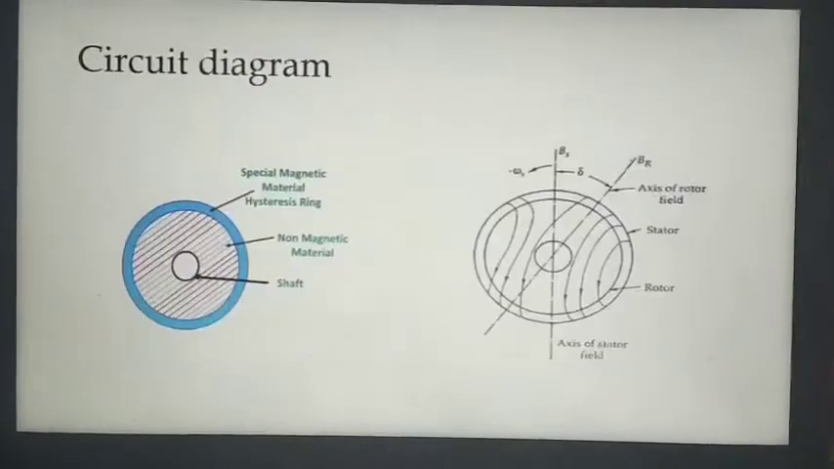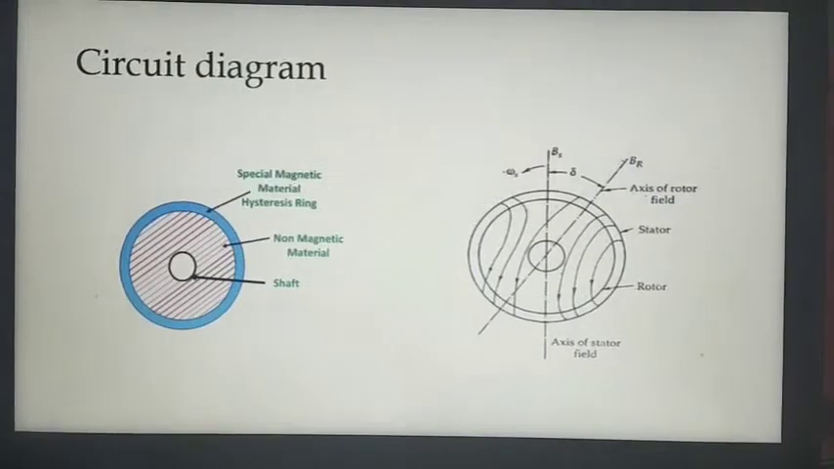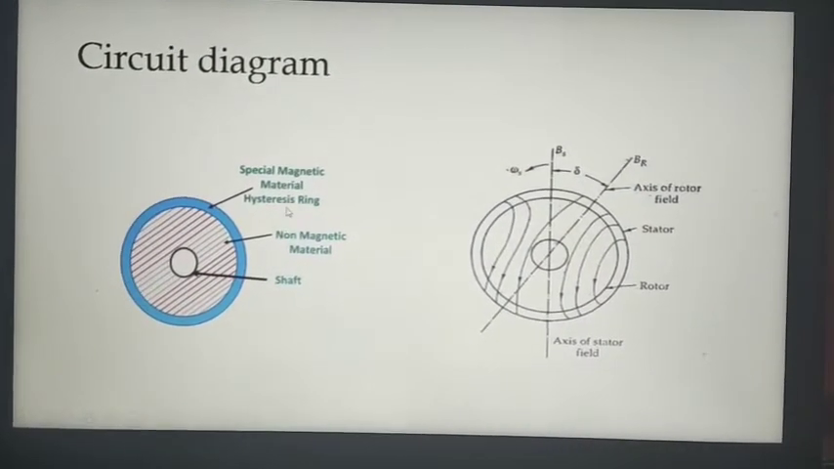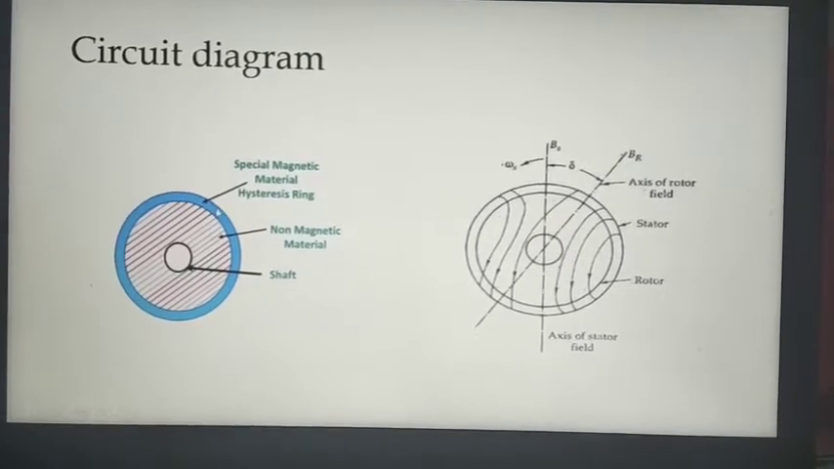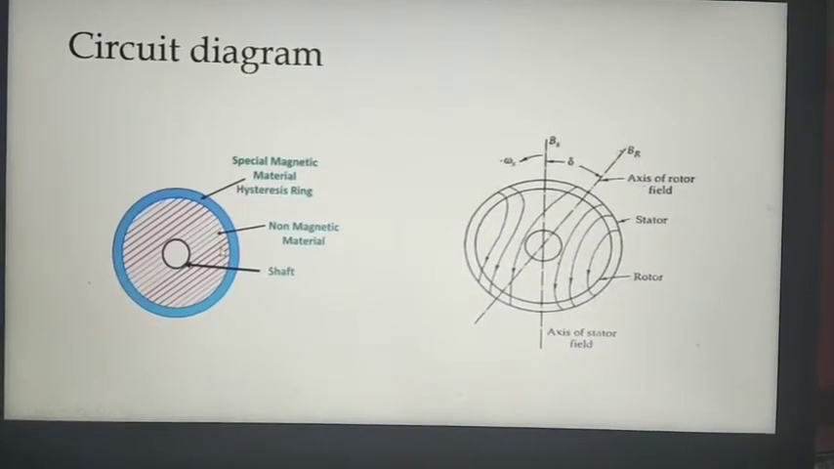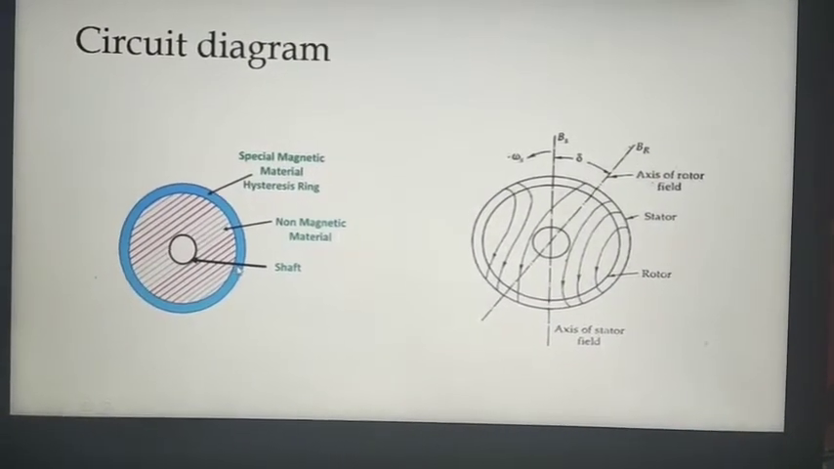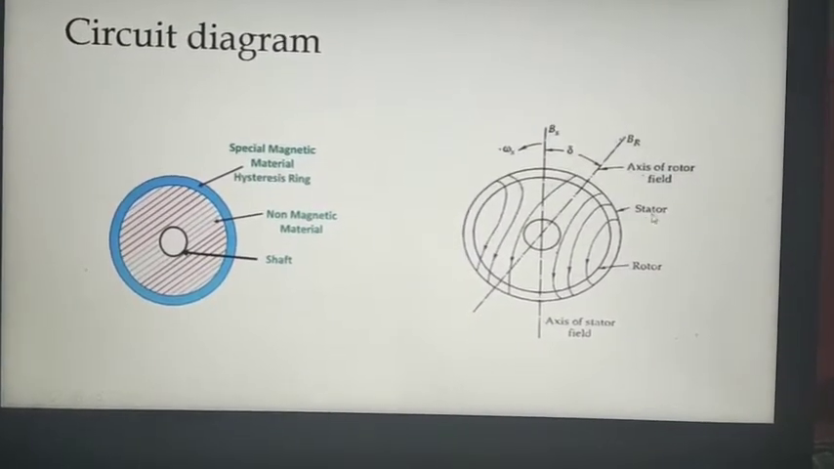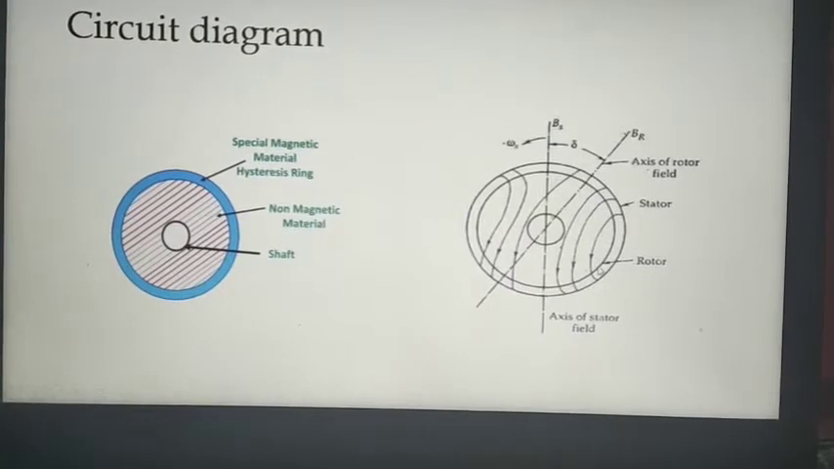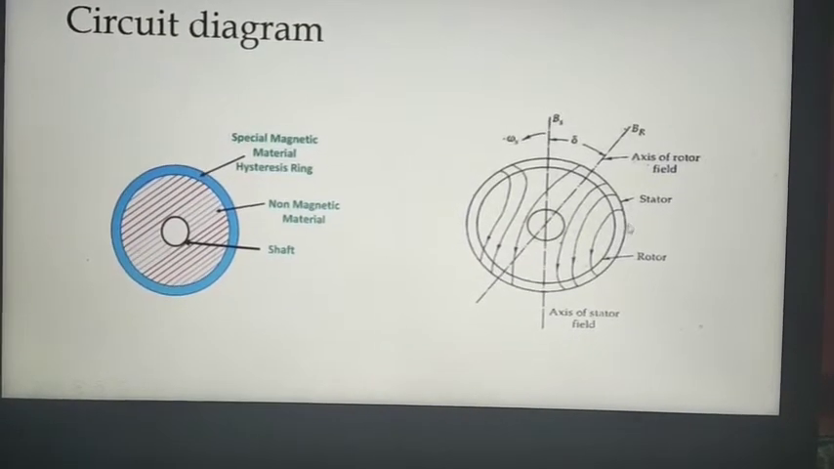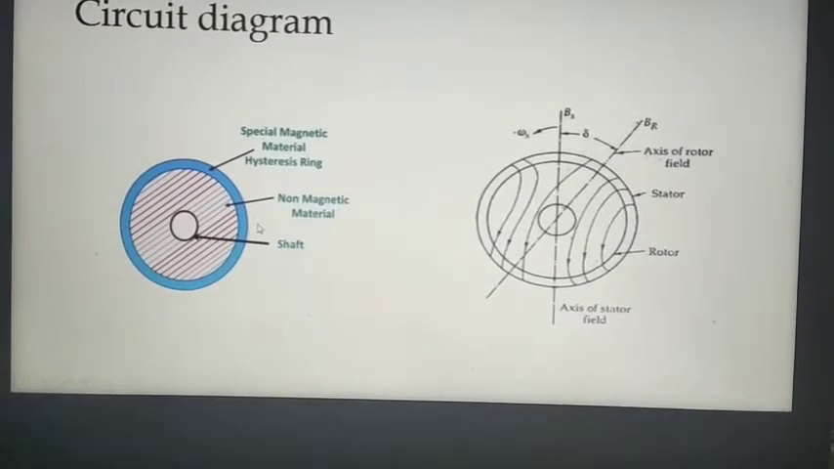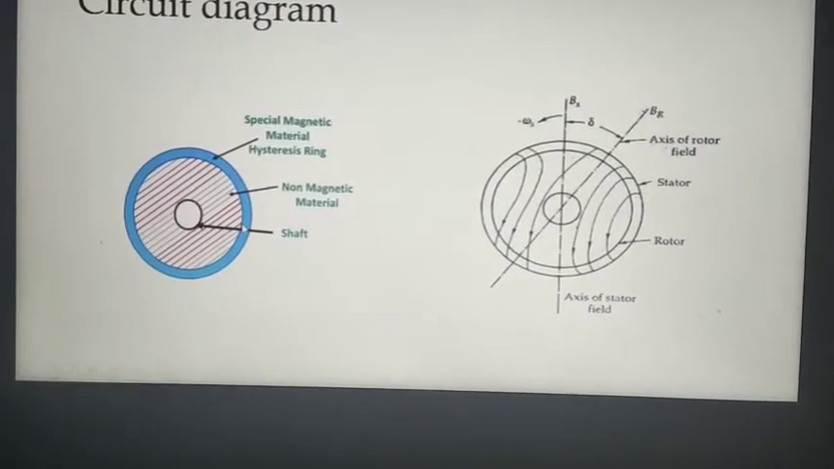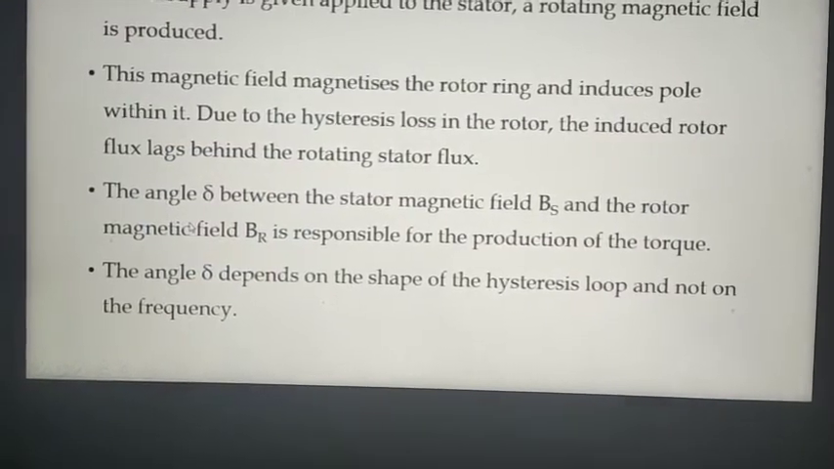This is our construction diagram. Here we have the special magnetic material, that is the hysteresis ring. This part is non-magnetic material, and this one is the shaft. Here is the axis of the rotor field. This one is the stator and this one is the rotor. And this one is the shaft.